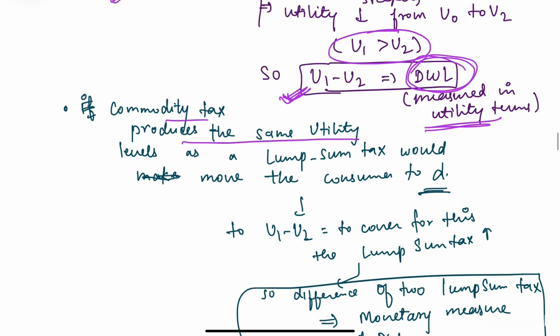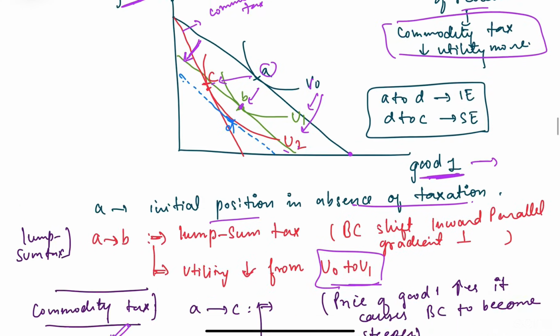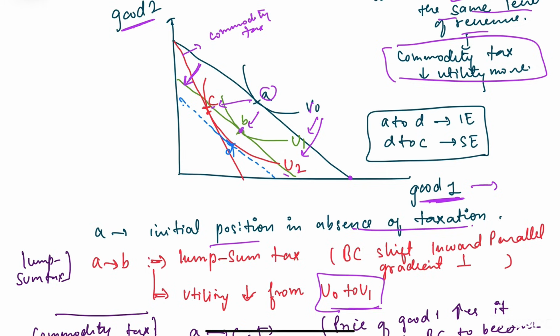Let's say commodity tax is producing the same utility levels as a lump sum tax, so tax would move the consumers to D. So what we are saying कि हमारा जो utility है, let's say it is remaining same. Utility remaining same मतलब कि after tax के बाद utility would be U2 only, और हमारा जो lump sum tax है वो थोड़ा बढ़ जाएगा. Like इस amount से हम और shift होगा हमारा lump sum tax जो budget constraint होगी, such that कि वो tangential होके जाए, मतलब इस indifference curve से. And this is giving some point D here.